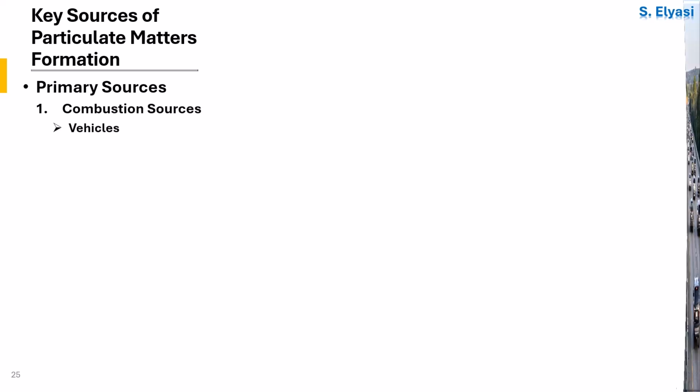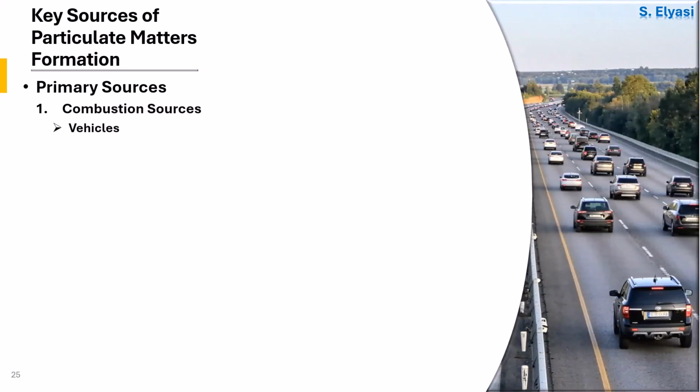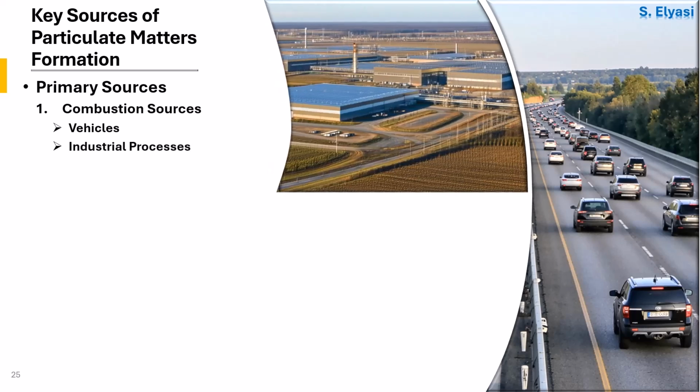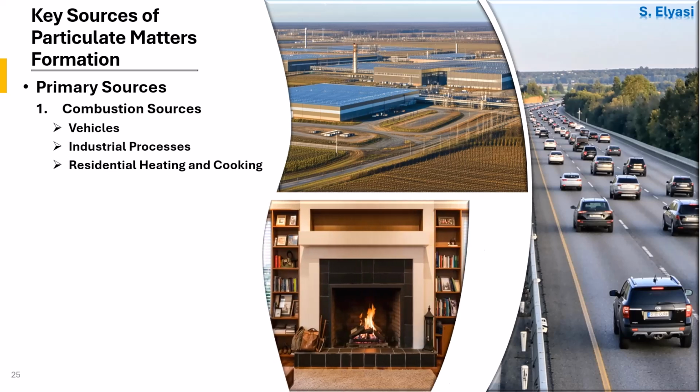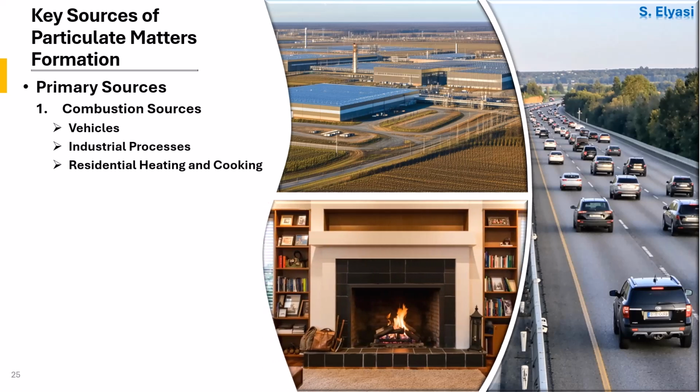Primary sources. Combustion sources. Vehicles, diesel and gasoline engines, emit fine particles as part of their exhaust. Industrial processes. Combustion in industries, such as power plants and manufacturing facilities, especially those burning coal or oil, contribute significantly to PM emissions. Residential heating and cooking. Burning wood, coal, or other solid fuels in households is a major source, especially in developing countries.